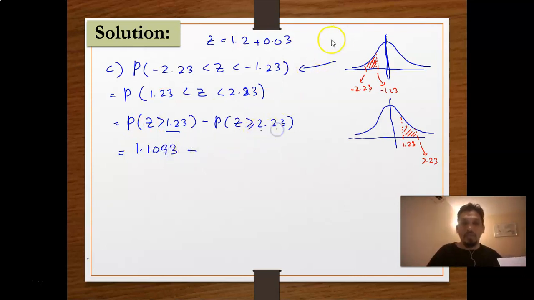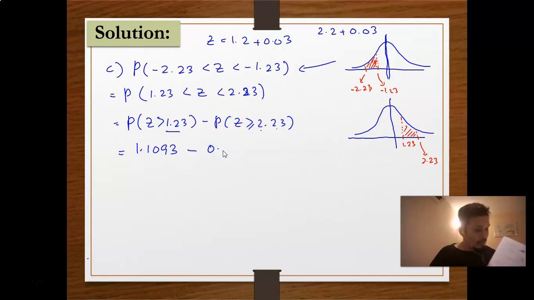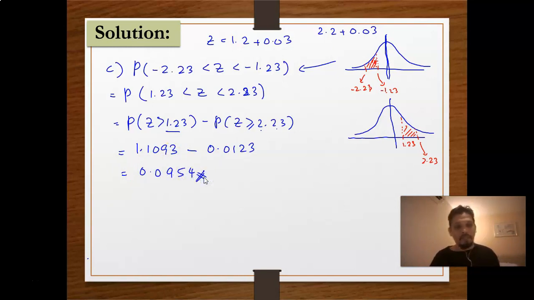0.1093 minus 2.23, which means that is 2.2 plus 0.03. So 2.2, and then 0.01, 0.02, 0.03, it is 0.0129. Let me test the answers here.